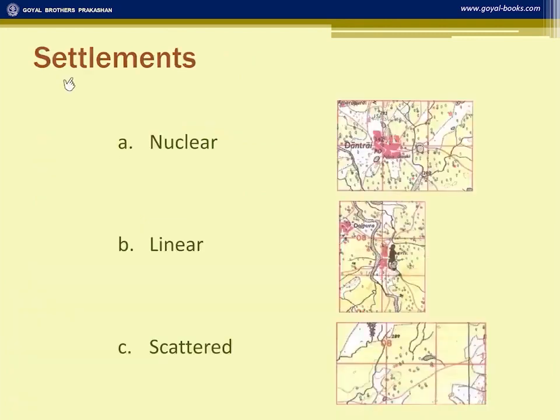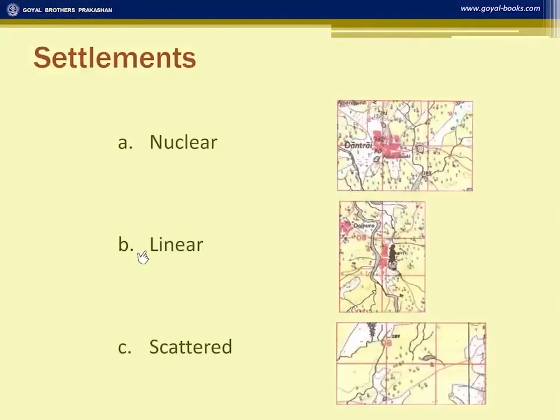Now we come to the settlements. Settlements are of three types. In the survey sheet you will see the permanent huts, the temporary huts and all that. Now there are three types of settlements. When you see the permanent huts clustered together in a group, they are known as nucleated settlement.